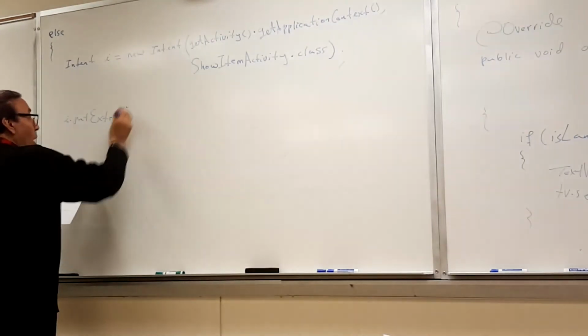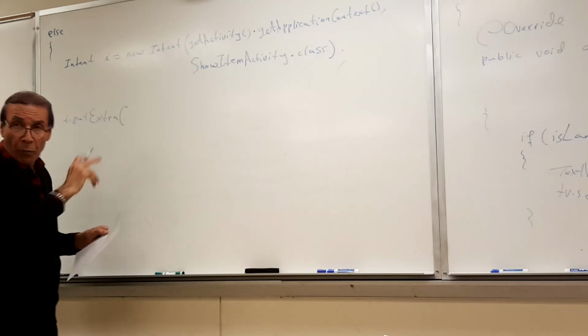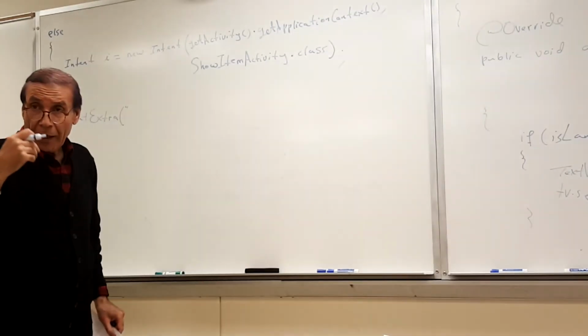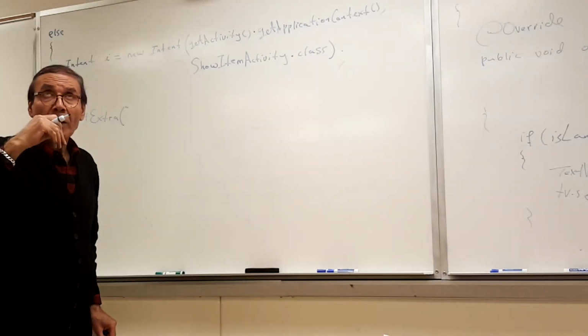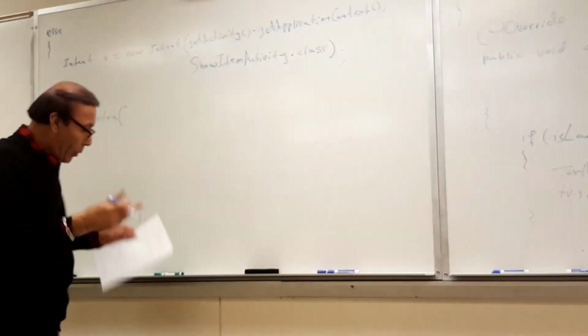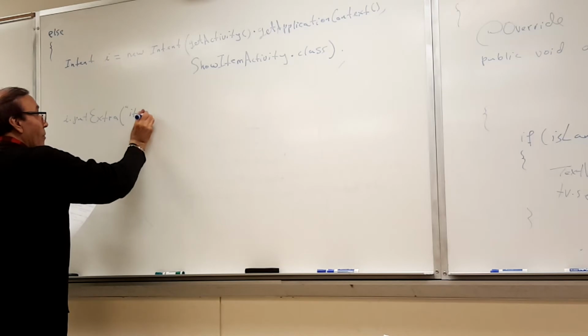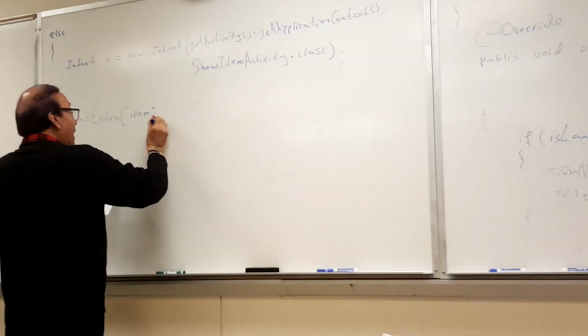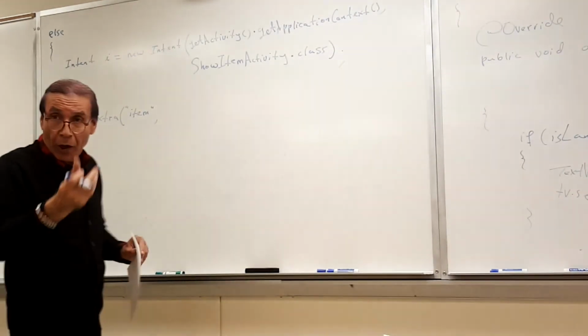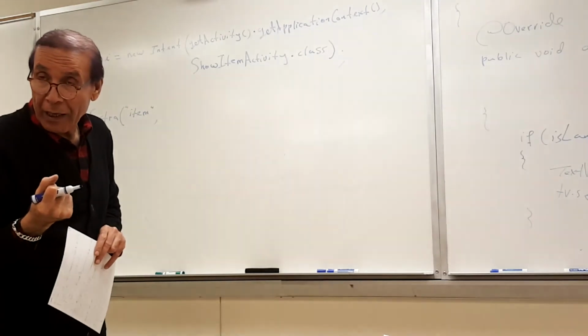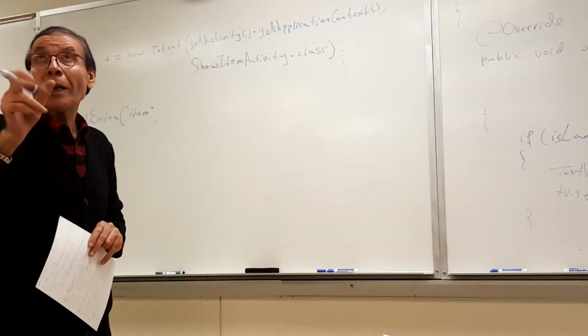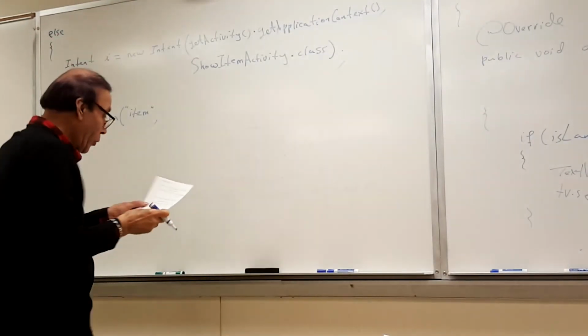Parenthesis. When you put extra, you have to have a key and a value. So I'm going to create a key as item. Okay? And value, value means what? I need to get this value from my text view. No, from my list view. Okay? So I'm going to show you how to get it.